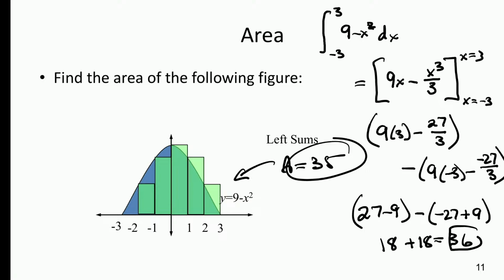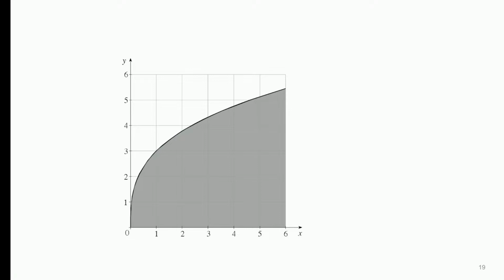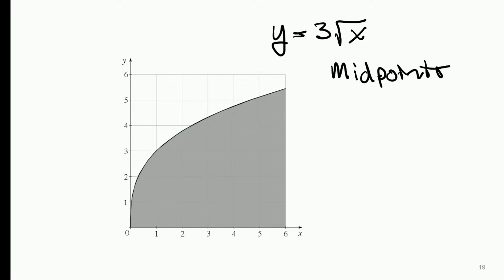On your homework, you might wonder, well, what in the world are we going to do for our homework? Well, our homework is going to be things like this. Take this function. This function is y equals 3 times the square root of x. And I want you to approximate this area using midpoints. I'll just demonstrate this really quick. Midpoints and 3 subintervals.